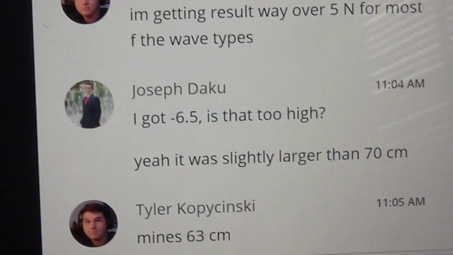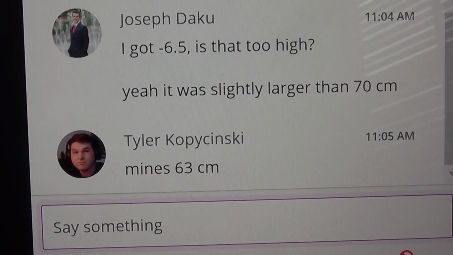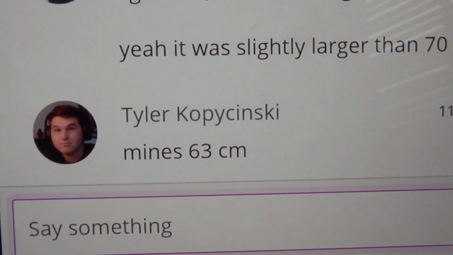And then Tyler's is 6.63 meters, so that's on the shorter side. So I can see that you get maybe a little bit higher than 5 newtons, but when you say way over 5 newtons, what do you mean, Tyler? Is it like 5.1, 5.2, or is it more like 8 newtons? What do you mean by way over 5?